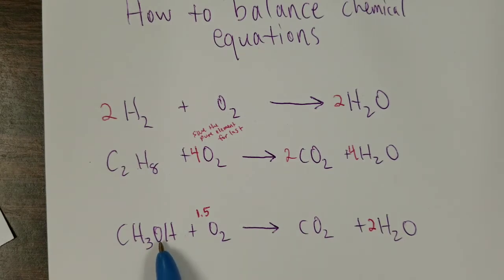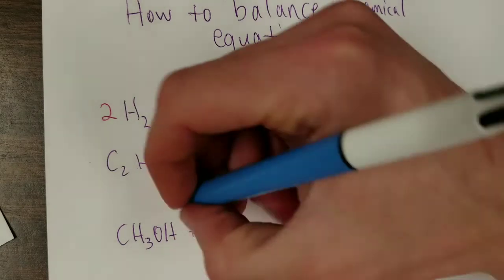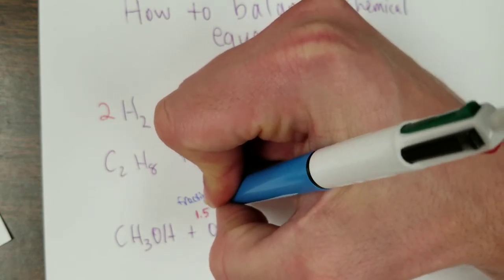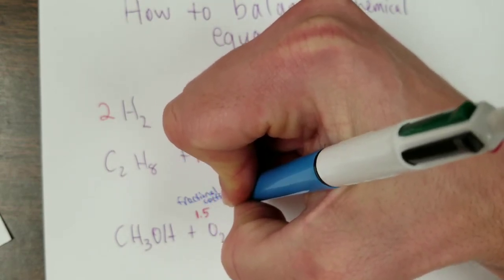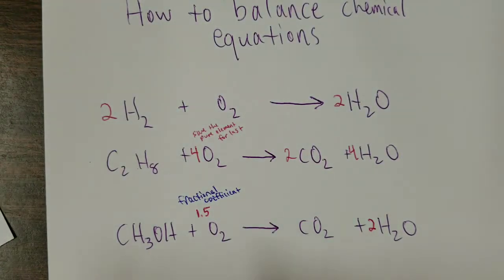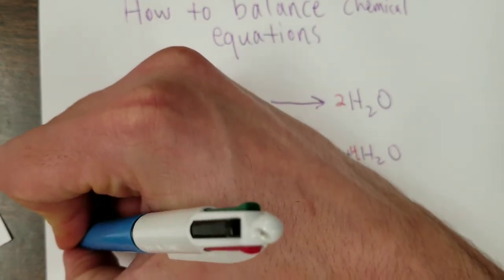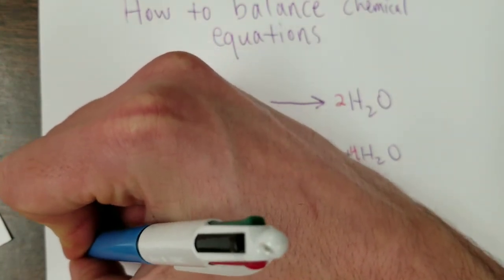Right? Wouldn't that work? 1.5 of this is 1.5 of these. That's 3 oxygens. Plus 1 more is 4, and there's 4 oxygens here also. This would make it work. Too bad you can't have a fractional coefficient in your final answer, but that's okay. Your solution, if you use this fractional coefficient, you multiply everything by 2. Multiply by 2.